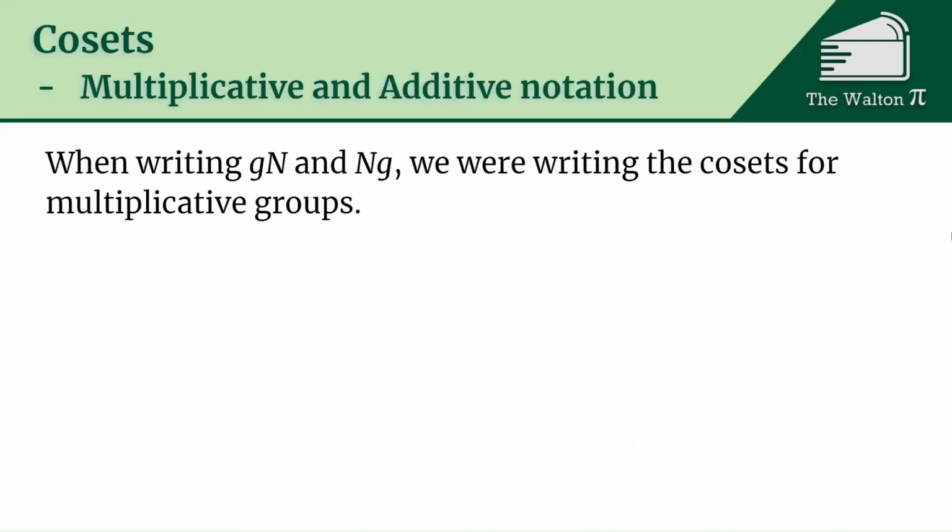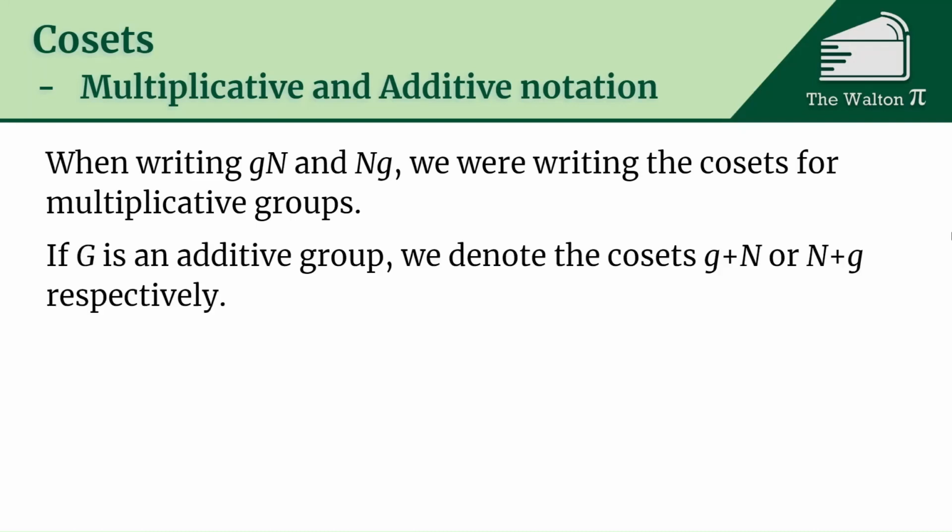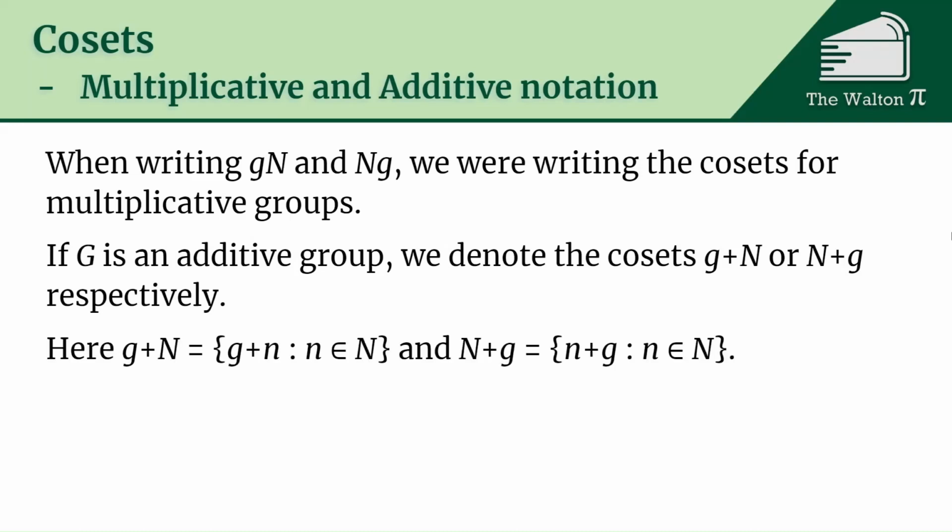Now, we were writing these in multiplicative form, so if we have a multiplicative group, it's little g times big N or big N times little g. If it's an additive group instead, we are going to denote the cosets g plus N or N plus g, respectively. So g plus N is the set of g plus little n's, where little n is in big N, and N plus g is the set of little n plus g's, where little n is in big N. That's just what the different notations are, but all of them are these specific sets.